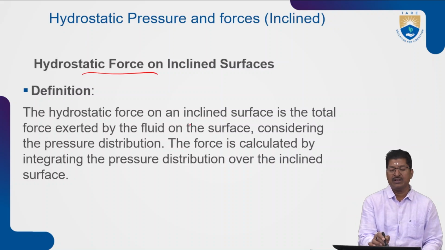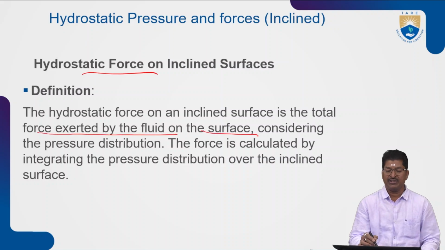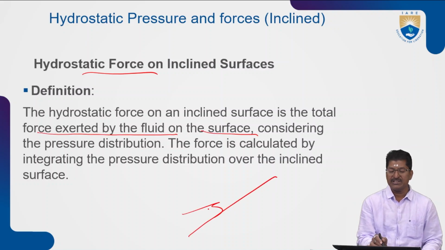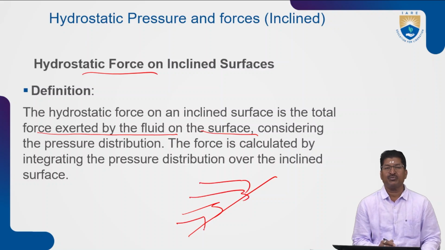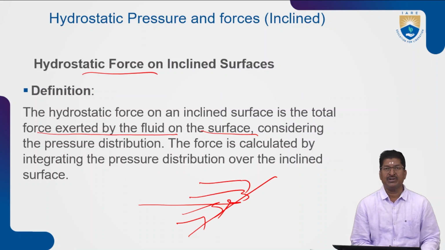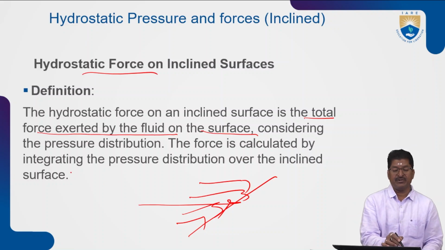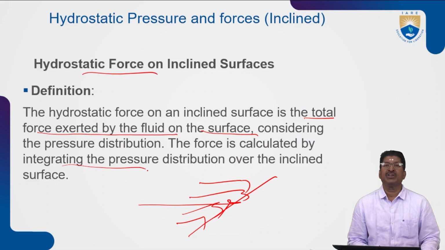The hydrostatic force on an inclined surface is the total force exerted by a fluid on the surface. Normally the pressure is acting at different points, but the resultant force will act at a certain point only, which is called the hydrostatic force here. It is nothing but the total force exerted by the fluid on the surface considering the pressure distribution. It is calculated by integrating the pressure distribution over the inclined surface.